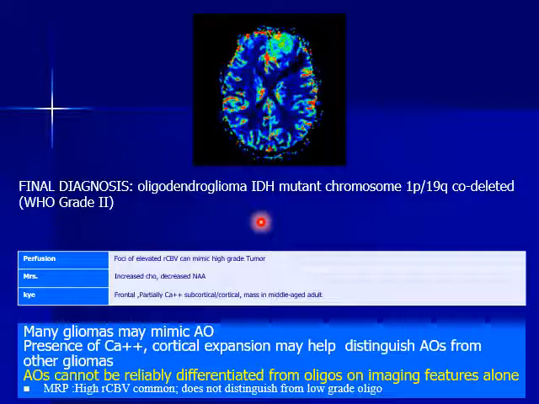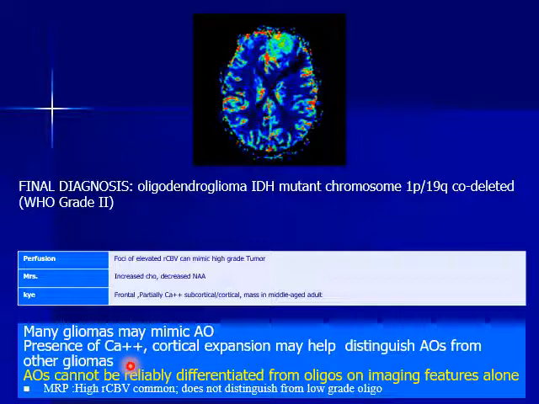Oligodendrogliomas, even the low-grade one, are hyperperfused on cerebral blood volume and blood flow. And this is an important point. This is the benign tumor that is hyperperfused, and perfusion-weighted imaging cannot be used to differentiate benign or low-grade oligodendrogliomas from high-grade oligodendrogliomas.